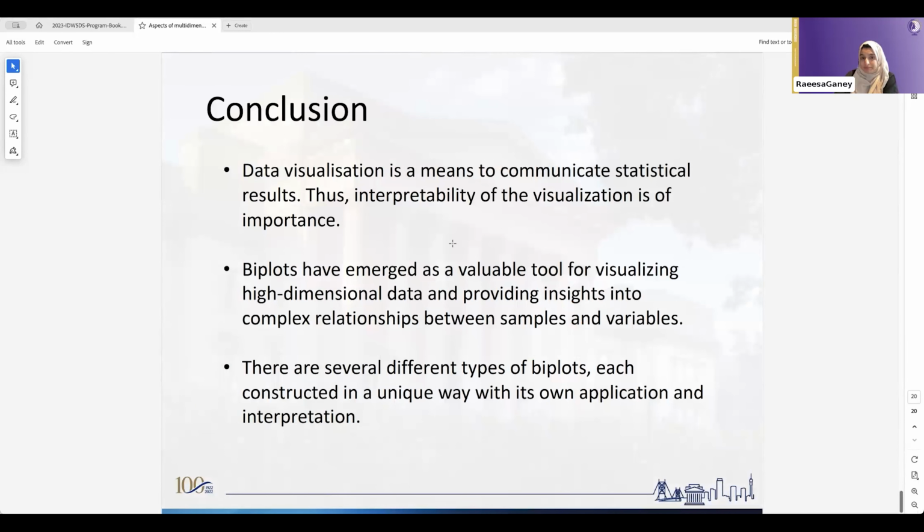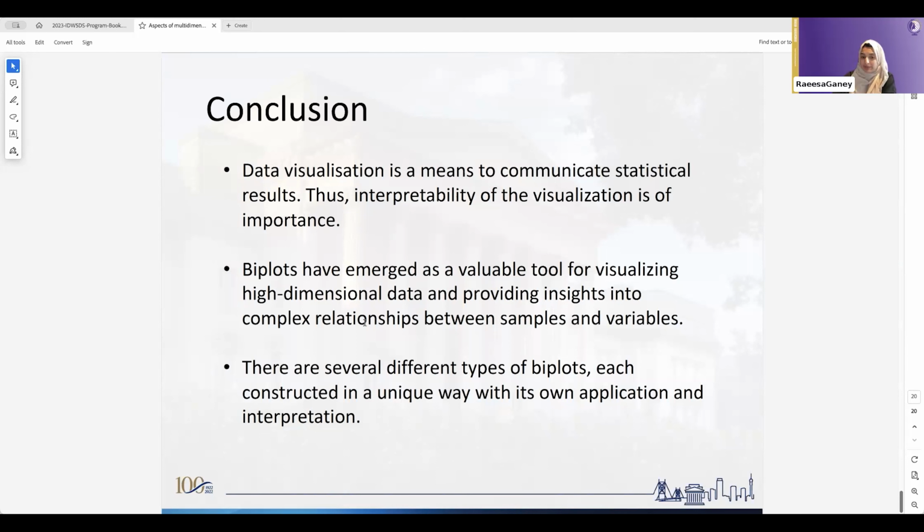So to conclude, data visualization is a means to communicate statistical results. So interpretability of the visualization is of great importance. And biplots, although developed in 1971, have really emerged as a valuable tool for visualizing high-dimensional data and providing insights into really complex relationships between samples and variables. And although I only spoke about the PCA biplot, there are several types of biplots, and they are all constructed in a very unique way, and they all have different applications and interpretations to use.